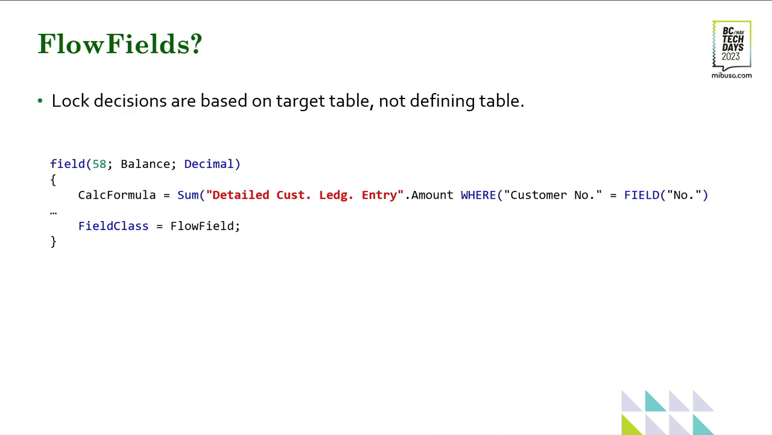Yeah, exactly. So there was a question on flow fields, and at least internally, that was one of the ones that tripped up a lot of developers, I would say. It's this problem of what should actually impact whether a flow field takes reads with read uncommitted or with update lock. And in this case, it's the target table, right? So this is defined, I believe, on customer, and it's the balance, right? Because it's reading from the detailed customer ledger entry, it is actually that table's state that defines if we're going to read with read uncommitted or update lock.